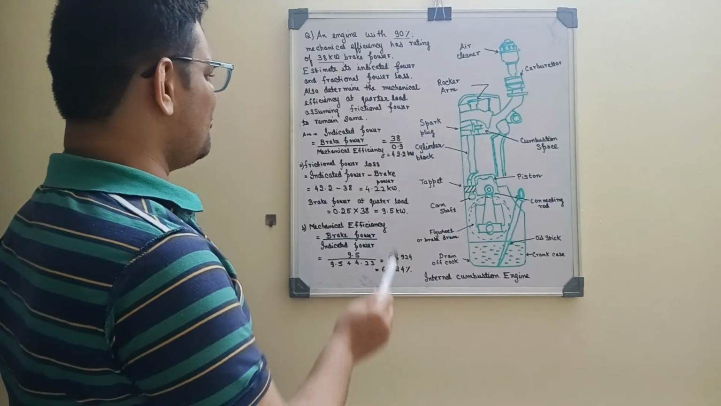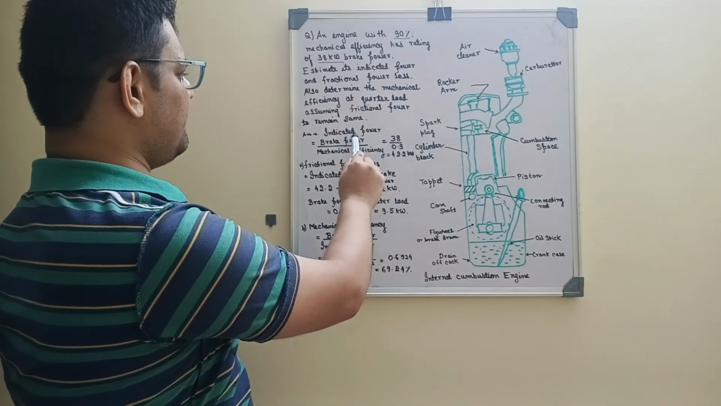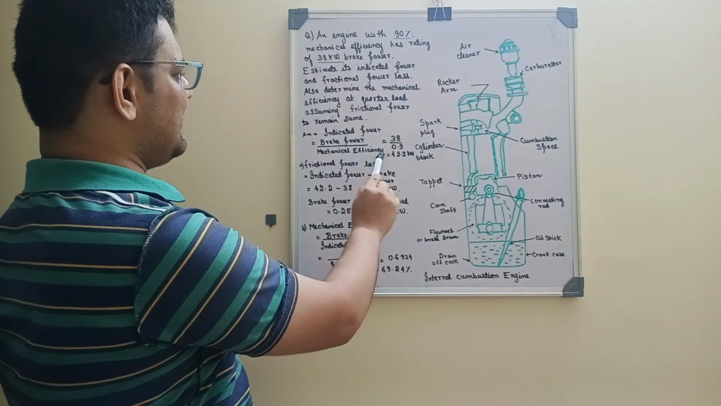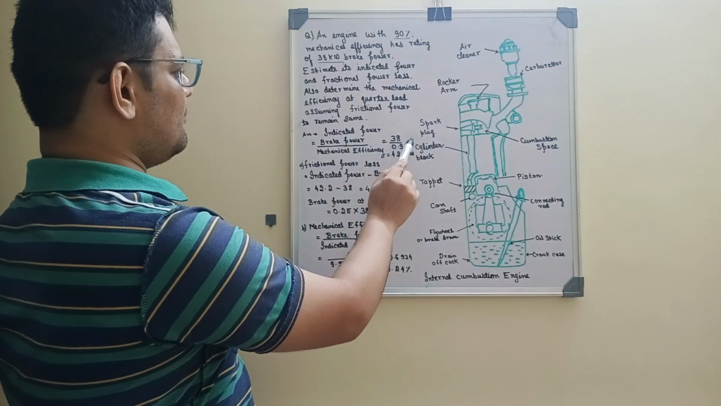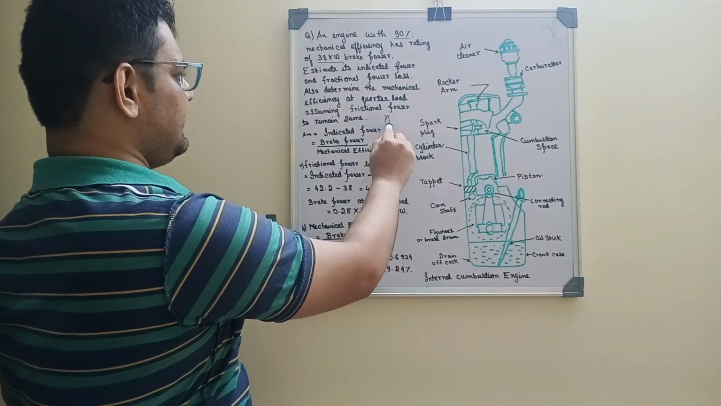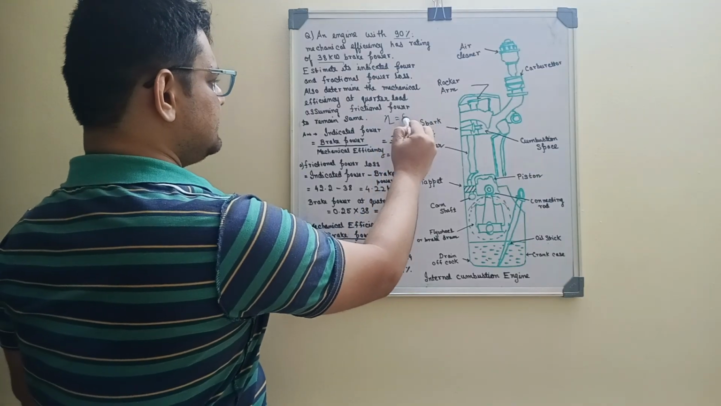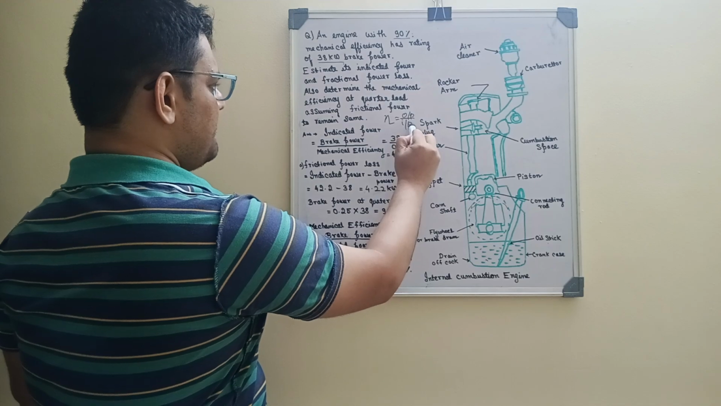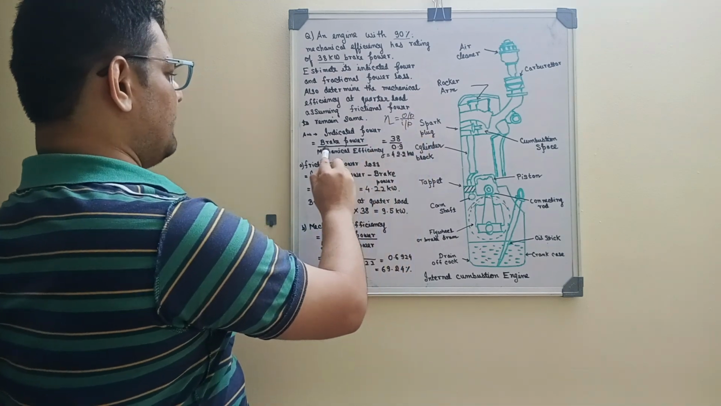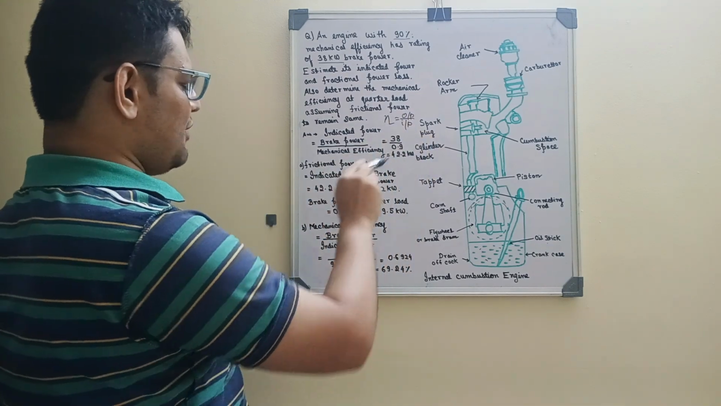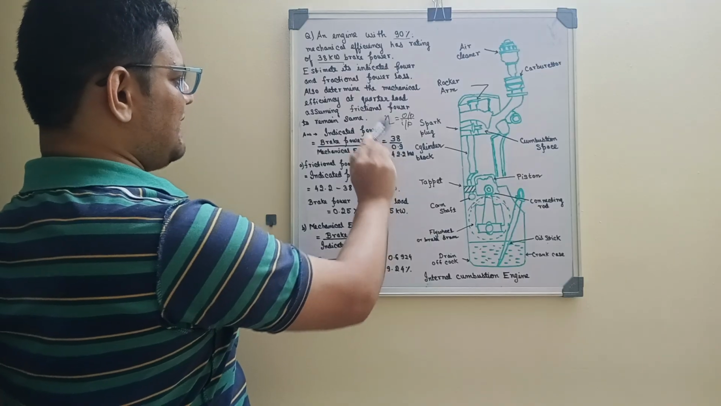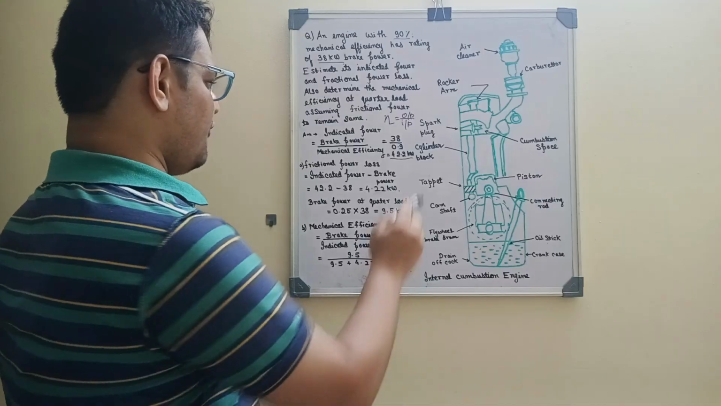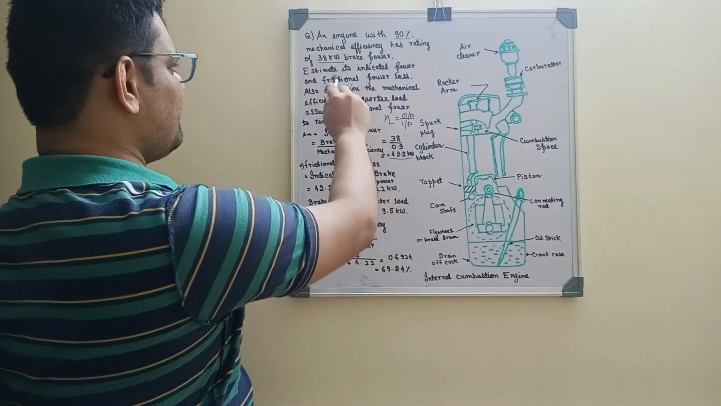If we need to take out the indicated power, we have to divide the brake power by the mechanical efficiency, because we know that efficiency is equal to output divided by input. So output divided by input is always the efficiency. So the indicated power will be, if we divide by 0.9, 42.22 kilowatt. So this is the first answer.